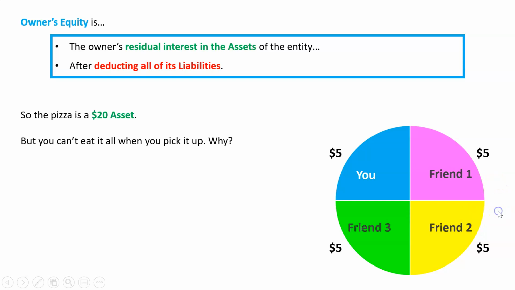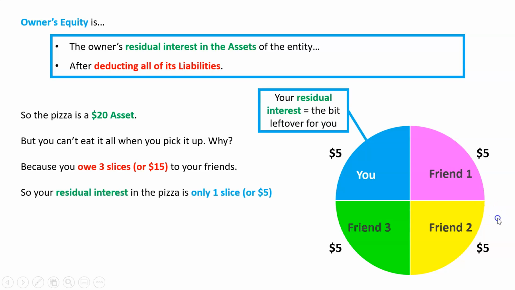But from your perspective, you can't eat the whole pizza when you pick it up. Why? Because it's not yours. $15 of that pizza belongs to other people. You kind of owe three slices. You took the money, you got the pizza, it wasn't your money. So you kind of owe three slices. That's what we would call liability.